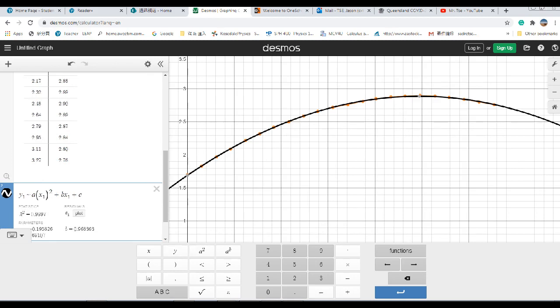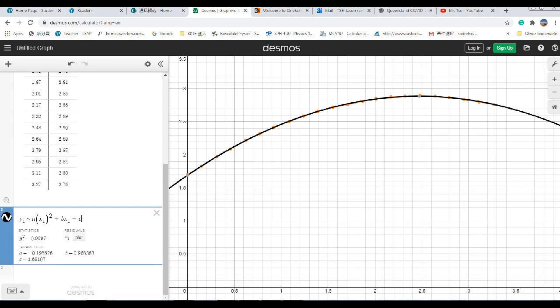So after you got this model, you see that all the points fit quite perfectly into the curve, and Desmos also gives you the values of r square, a, b, and c. So they give you the values of all the parameters. That's the equation they give you in Desmos.